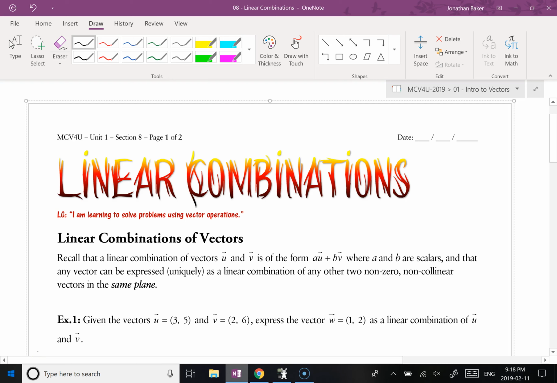Hey, welcome to Unit 1, Section 8, Linear Combinations. So in this lesson, we're going to be learning to write a vector as a linear combination of two other vectors.